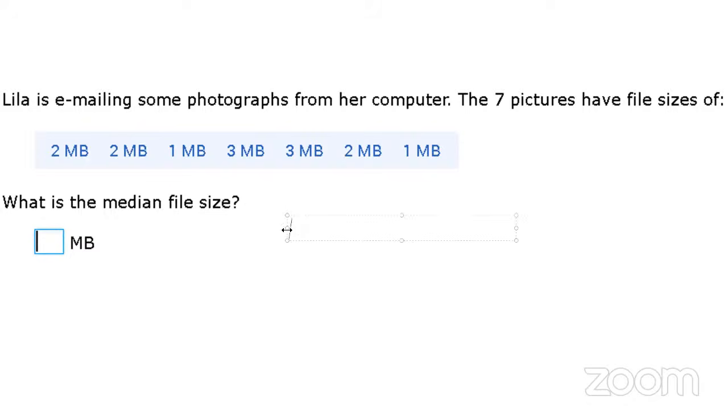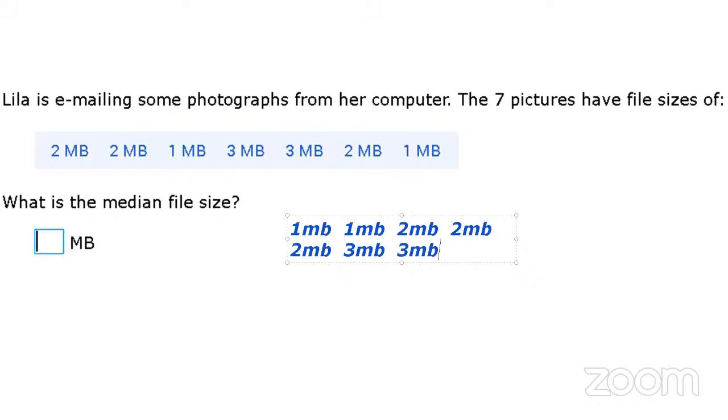So we have 1 megabyte. We have 1 megabyte again. We have 2 megabytes. Okay, so we have 1, 2, 3, 2 megabytes. 2 megabytes again. 2 megabytes. And then we have, let me see, 1, 2, 3 megabytes.